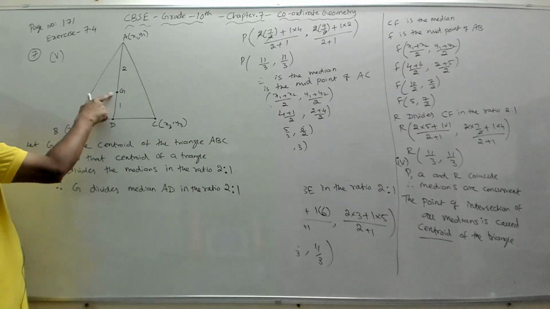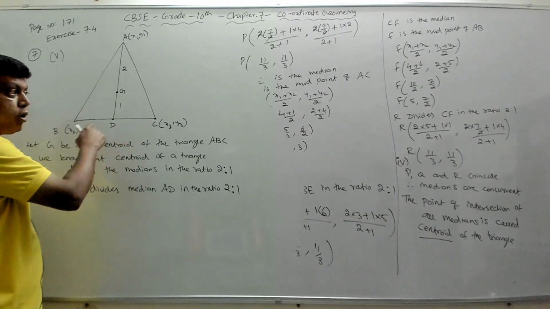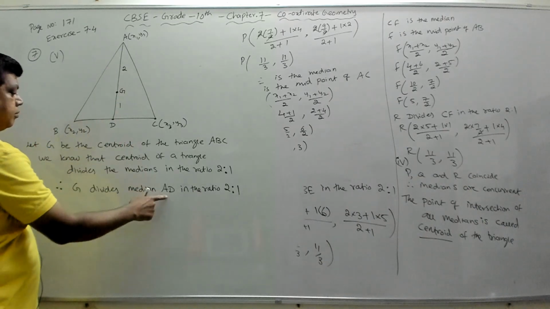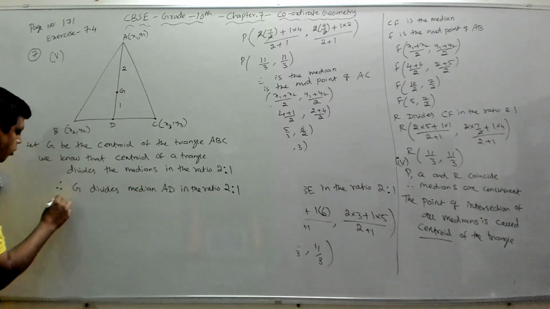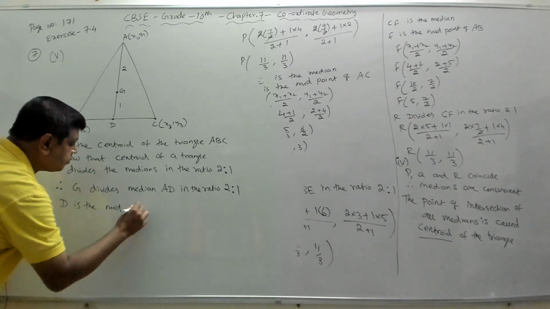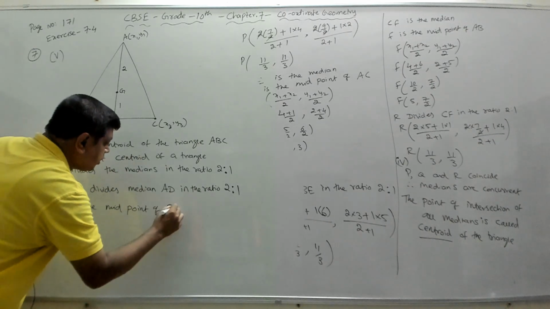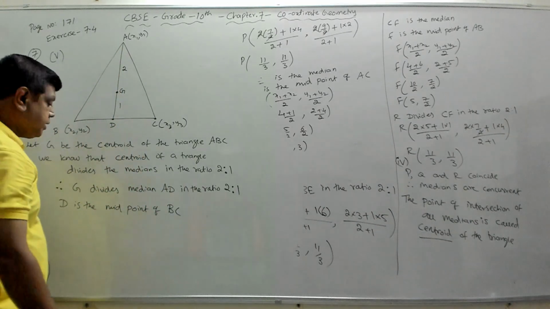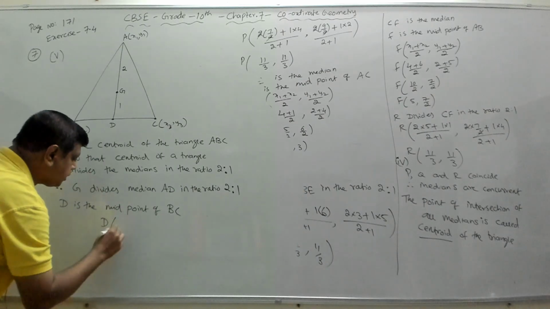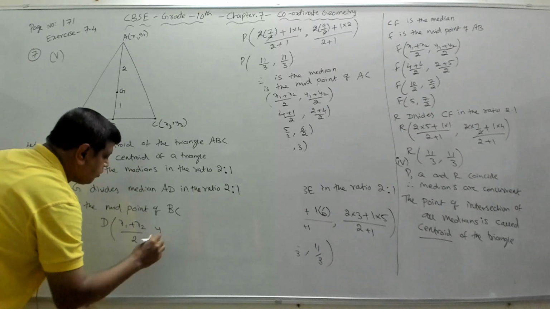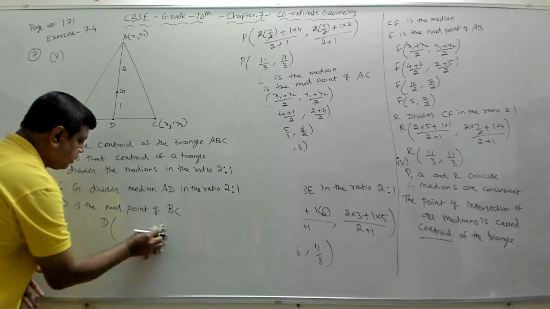To find the coordinates of G, we should find the coordinates of D. And D is the midpoint of BC because AD is the median. If AD is the median, then D will become the midpoint of BC. So what is D? As per our second formula, the midpoint formula, it is x1 plus x2 by 2, y1 plus y2 by 2.